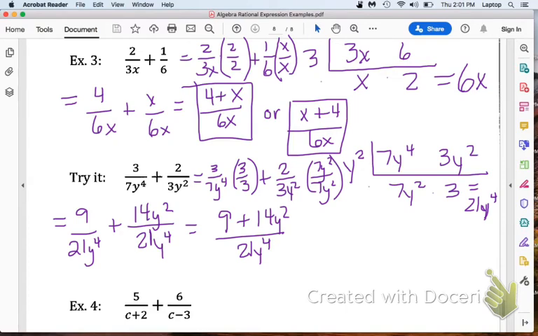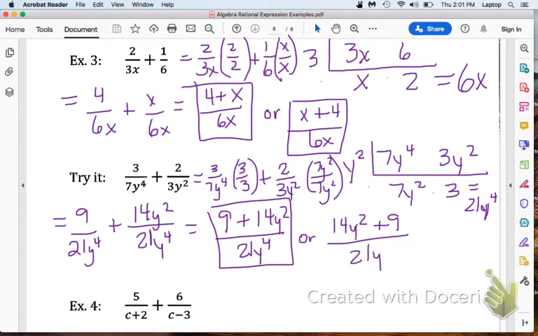The only thing we could do, right, we could say this is our answer, nothing to simplify, or we can change the numerator so that it is in more of a standard form with the variable first. Either of these, because they're both positive, would be acceptable. Okay, so there you go.